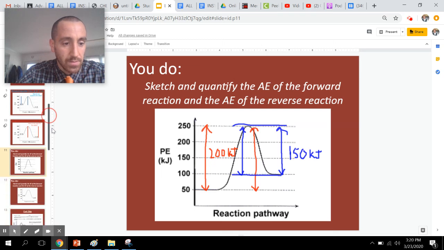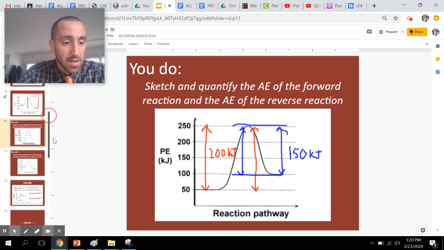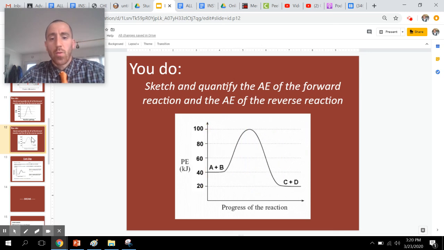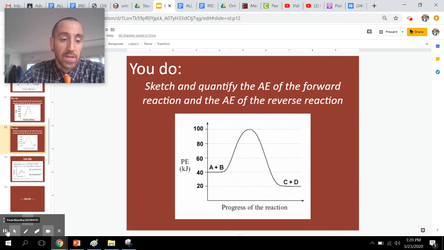All right, almost done. We're going to finish this up, and then I'll give you guys an exit slip, and we'll take a break. It says a break here, but I'm going to break it up into a separate lesson because this is getting a little heavy for you guys, so I get it. All right, try one more like this. Again, sketch and quantify the activation energy of the forward reaction and the activation energy of the reverse reaction in this graph in your notes, and then we'll do the exit slip, and we'll shut it down for the day. All right, here we go.